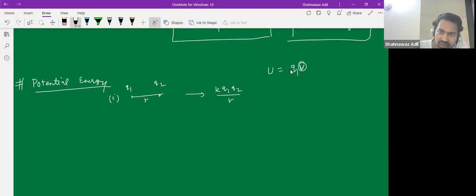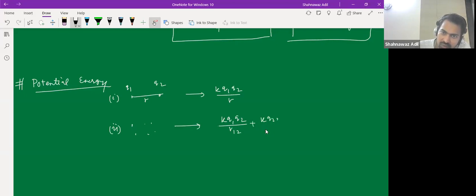So this would be kq1q2 by r, right? Then we understood that if we have multiple charges, this would be kq1q2 by r12 plus kq2q3 by r23 plus kq1q3 by r13 and so on. So these are for only three charges, and if we have four charges, something like that, right?